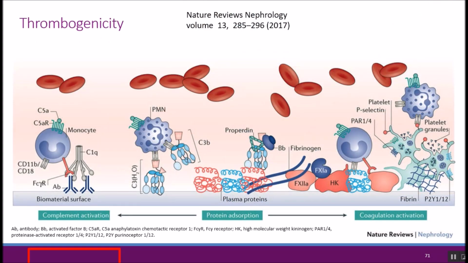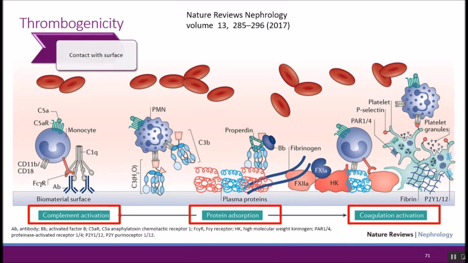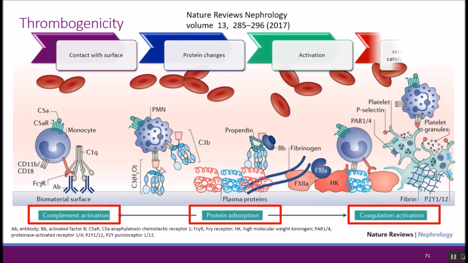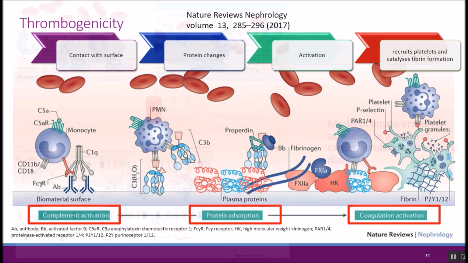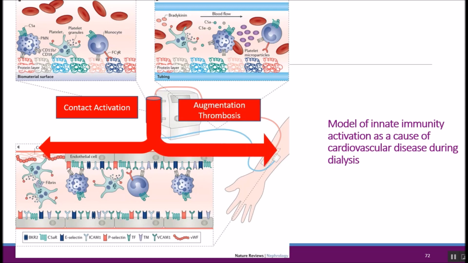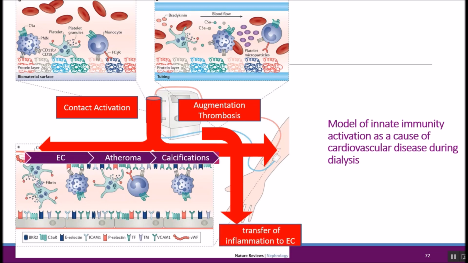So in thrombogenicity, we have complement activation, protein absorption, coagulation activation with contact with the surface, protein changes, activation of cells, recruitment of platelets, and catalysis of fibrin formation. And back again to the circulation, activation during the hemodialysis session can induce contact activation, augmentation of thrombosis, transfer to the patient's bloodstream, to the endothelium, causing atheroma and calcification.